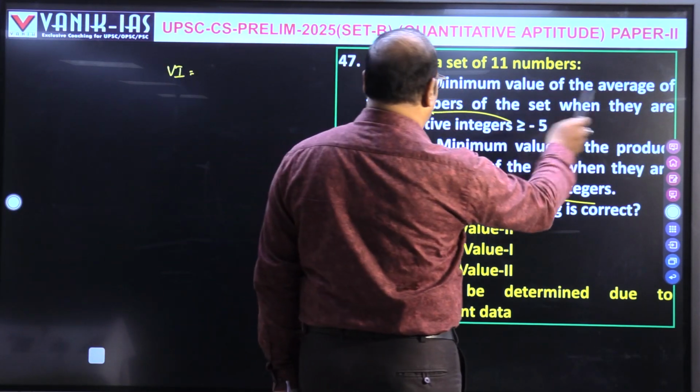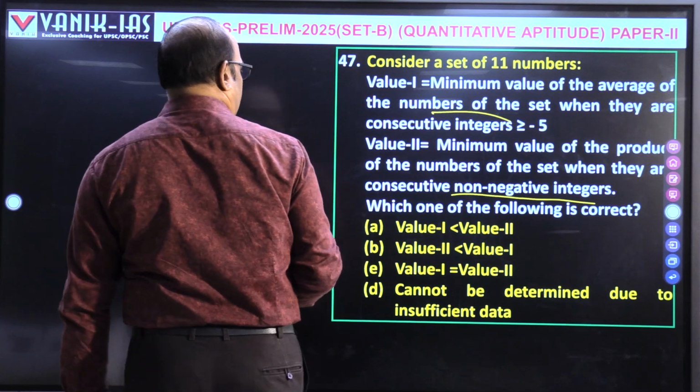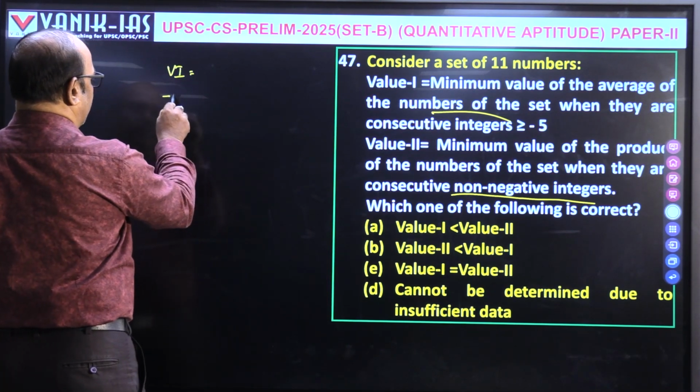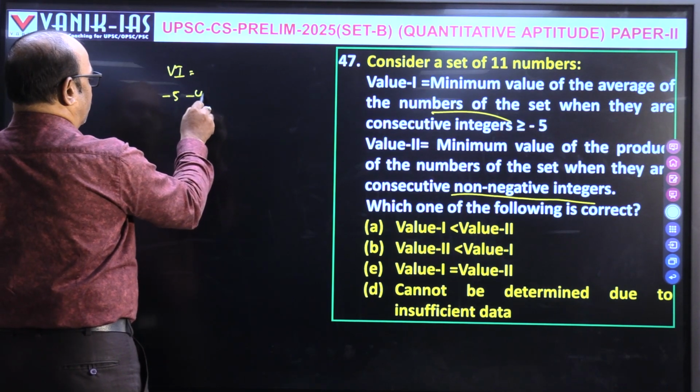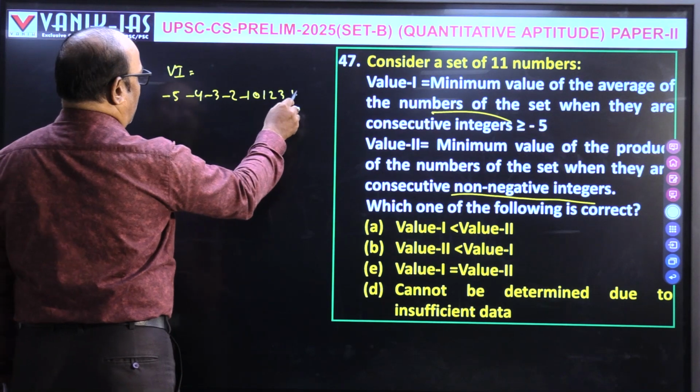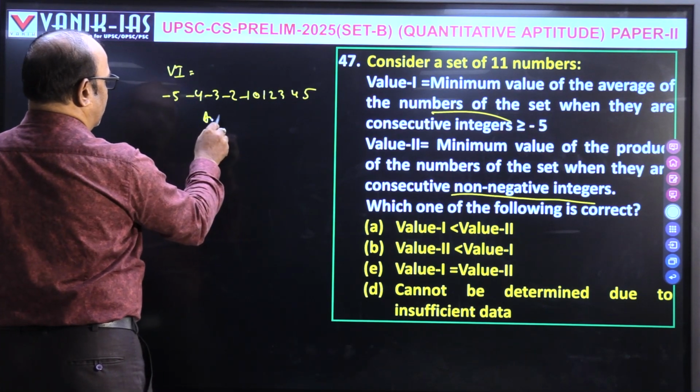Value 1: the minimum value of the average of the numbers of the set when they are consecutive integers greater than or equal to minus 5. So it will take minus 5, minus 4, minus 3, minus 2, minus 1, 0, 1, 2, 3, 4 and 5. That is 11 numbers. So the average will be 0.